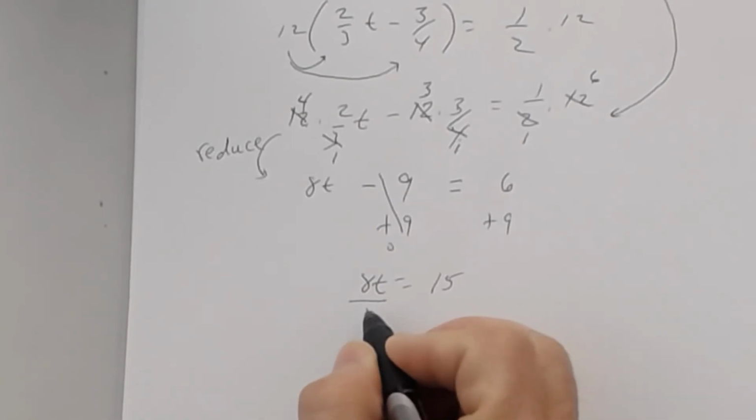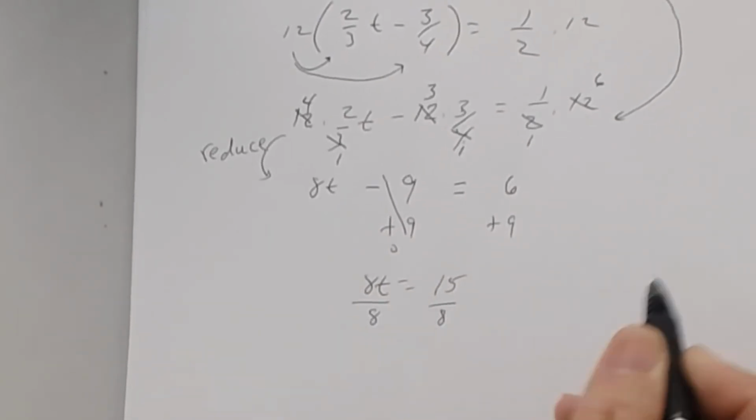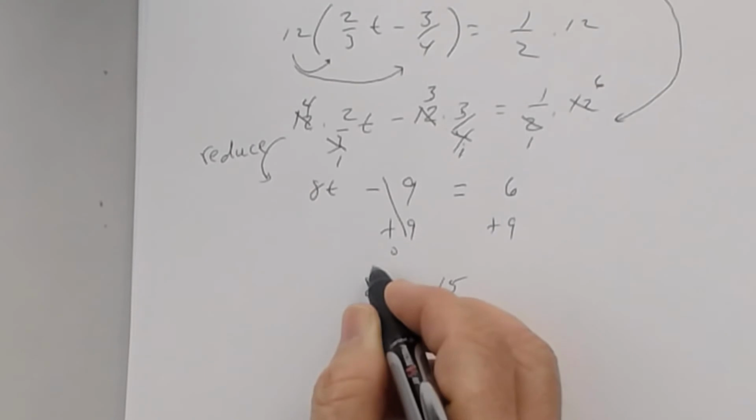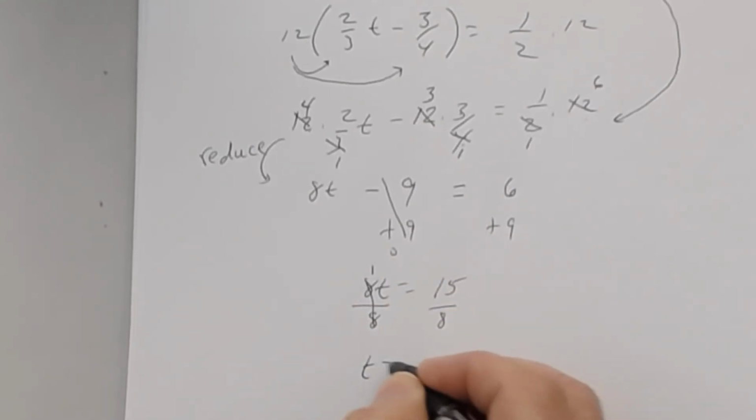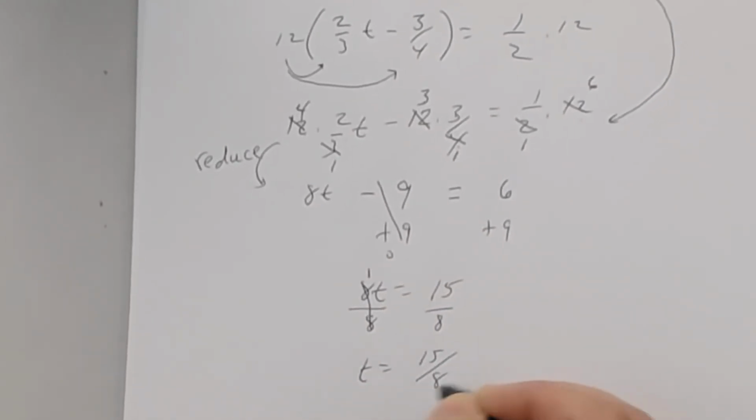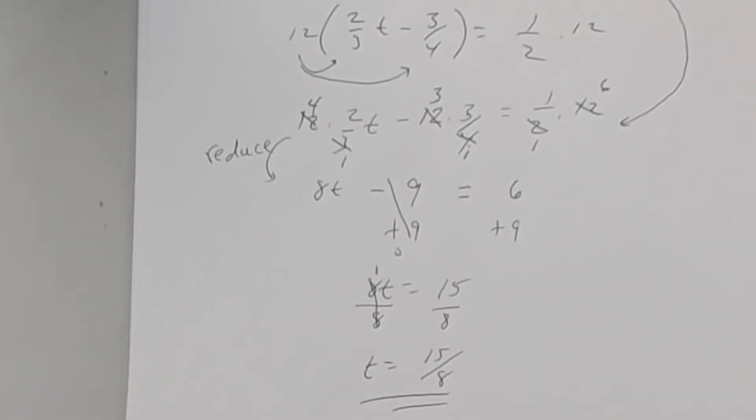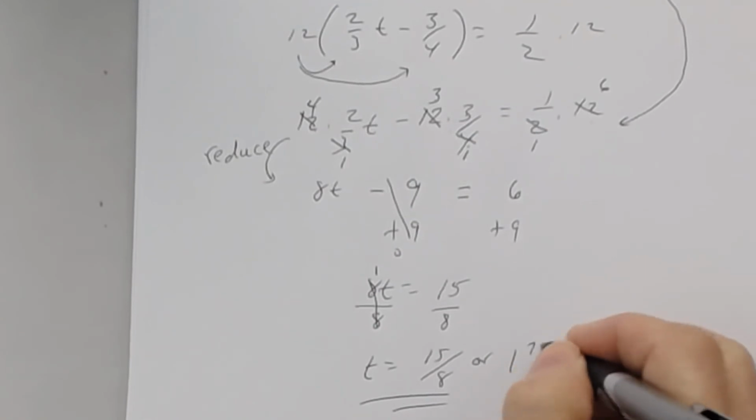Divide both sides by 8. And so 8 divided by 8 is 1. So this becomes t equals what? 15/8. Okay. Or 1 7/8.